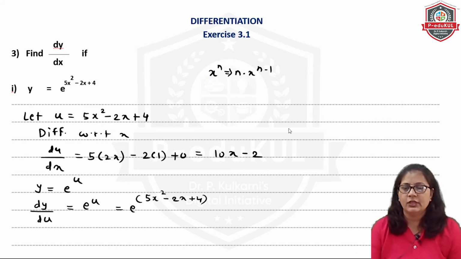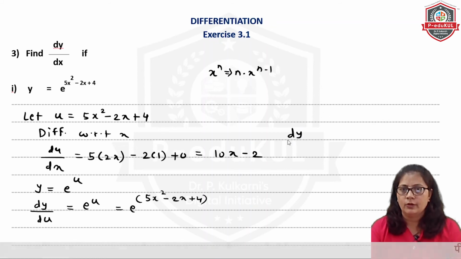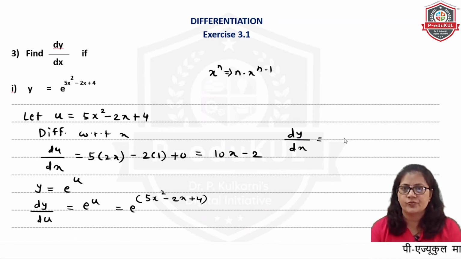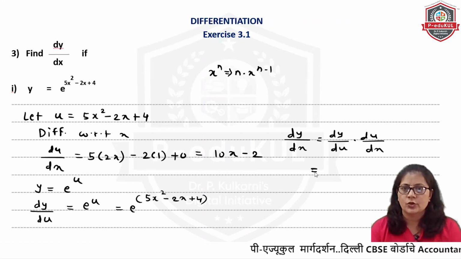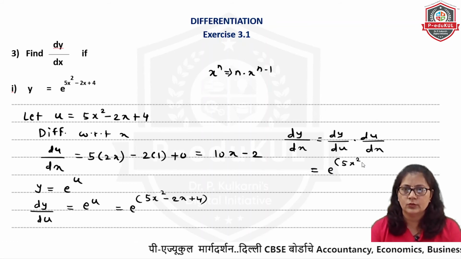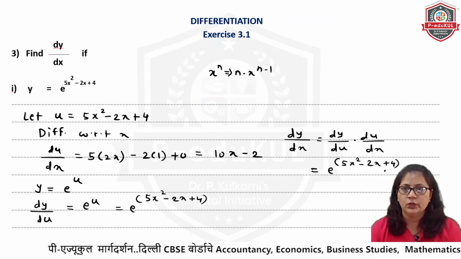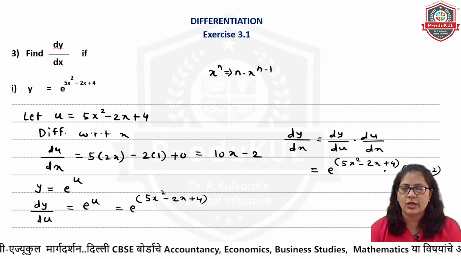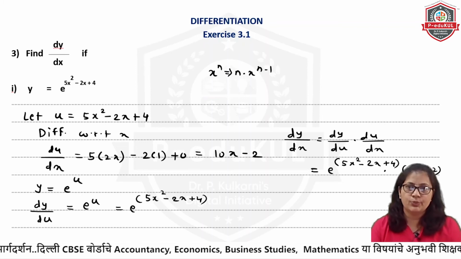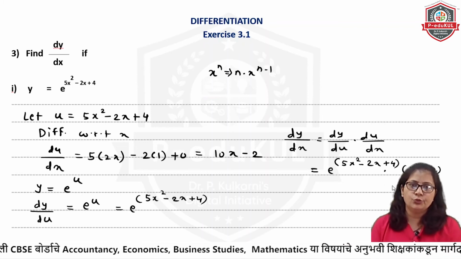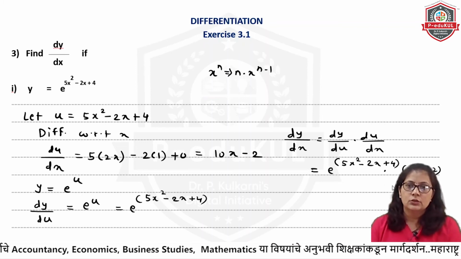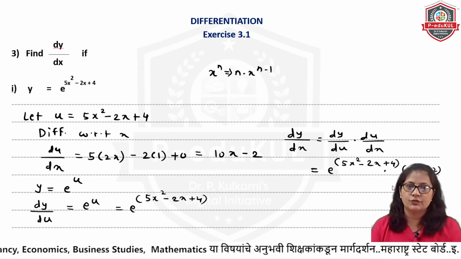Okay? And then I will calculate here now dy by dx is equal to dy by du into du by dx. So that will come up as e raised to 5x square minus 2x plus 4 into this 10x minus 2. Now there is nothing to simplify over here. So you need to be perfect only in making the derivatives of the functions.